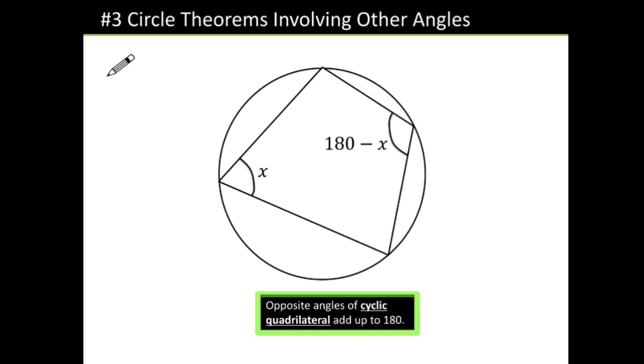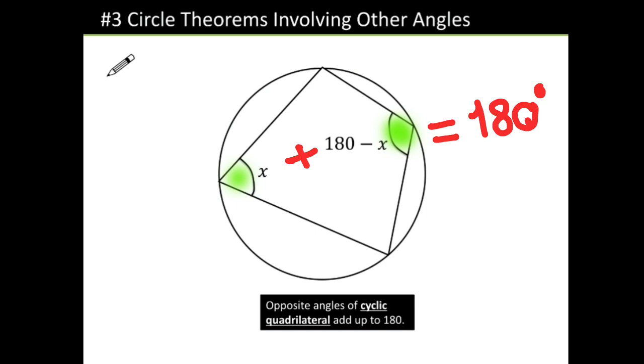Opposite angles of cyclic quadrilateral add up to 180 degrees. So if we have a quadrilateral that's inscribed inside a circle, the two angles opposite to each other make 180 degrees. So each two opposite angles in the quadrilateral add to 180 degrees.